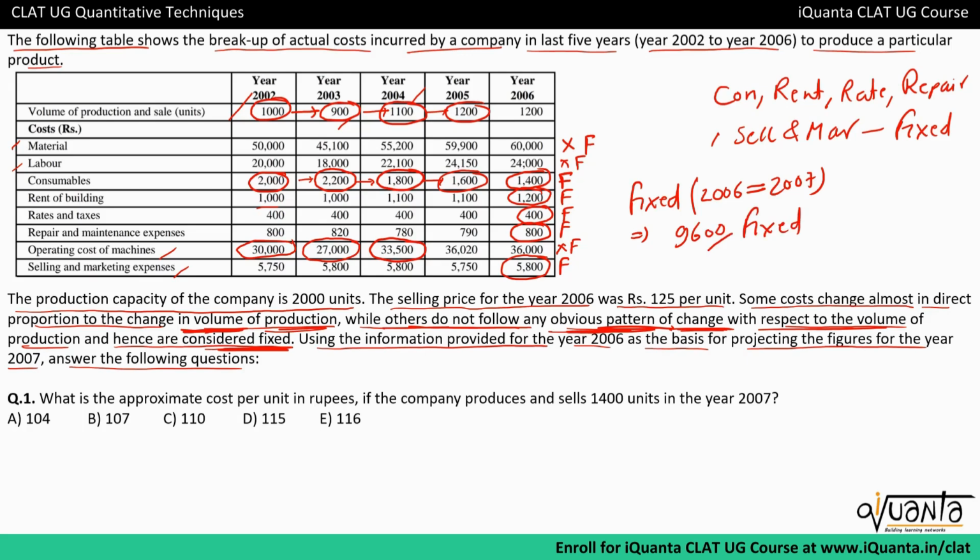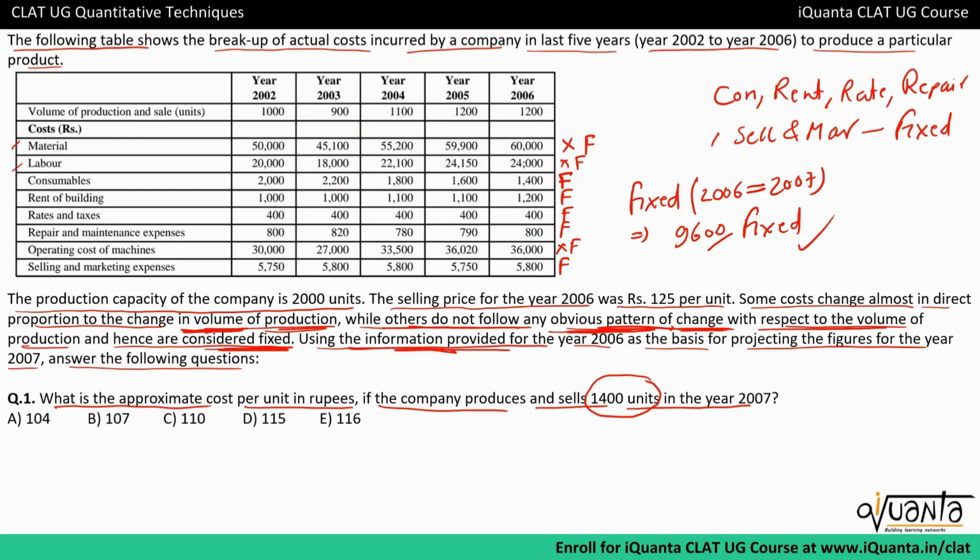Okay. In the question we have been asked what is the approximate cost per unit in rupees if the company produces and sells 1400 units in the year 2007. Okay. You have to find out cost per unit in year 2007 and number of units has been given to us as 1400 units. Why did I find this fixed cost for year 2006? Because here we were given that using the information provided for the year 2006 as the basis of projecting the figures for year 2007. That is why I have taken the figures fixed cost of year 2006.